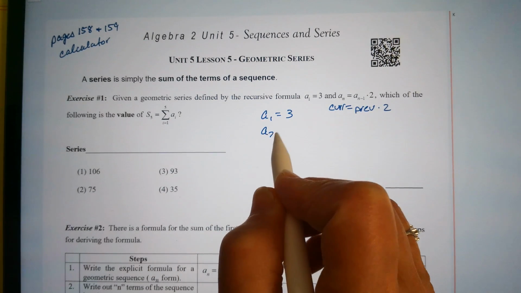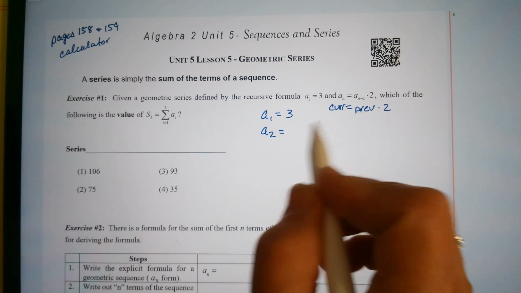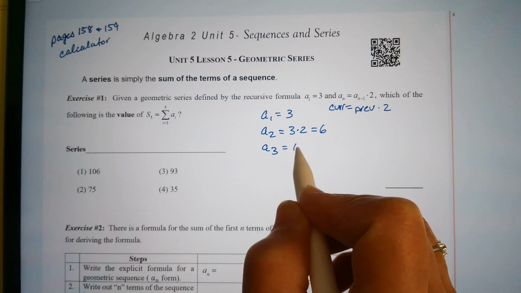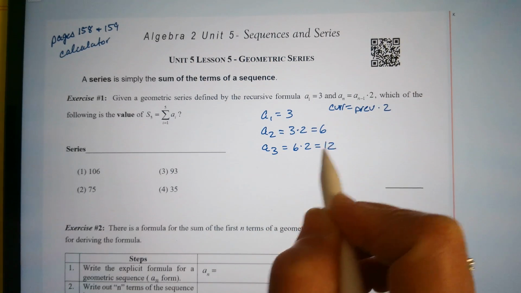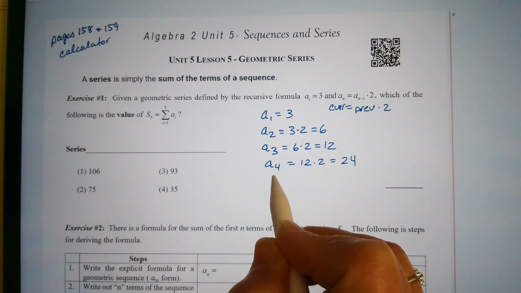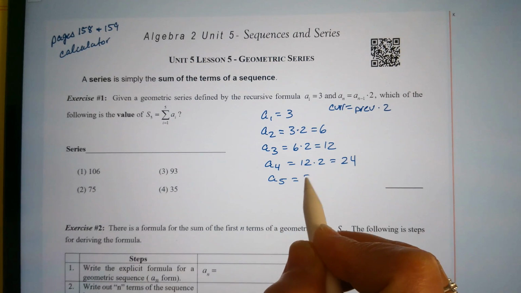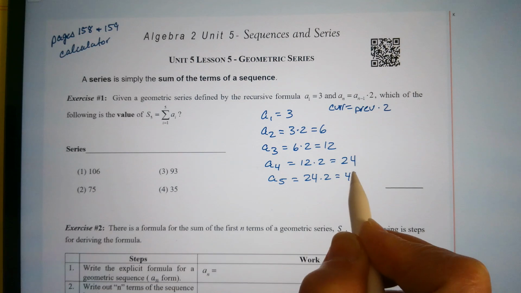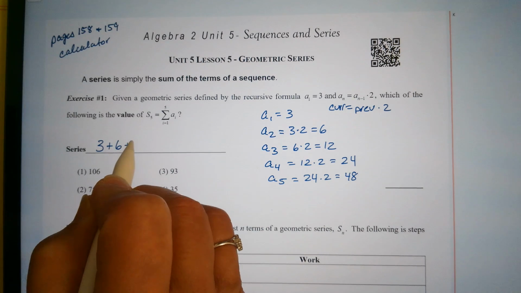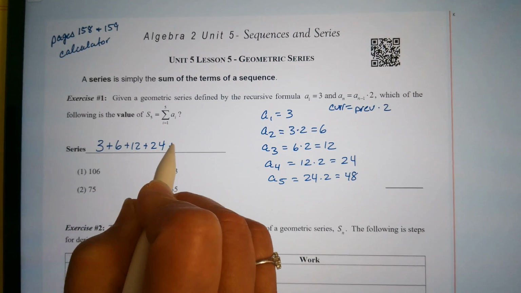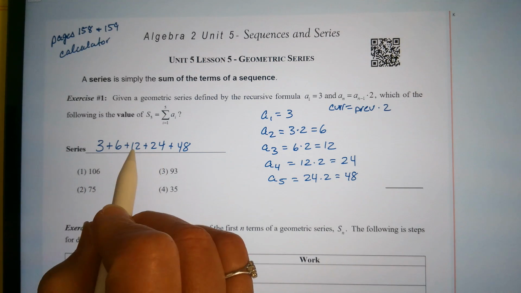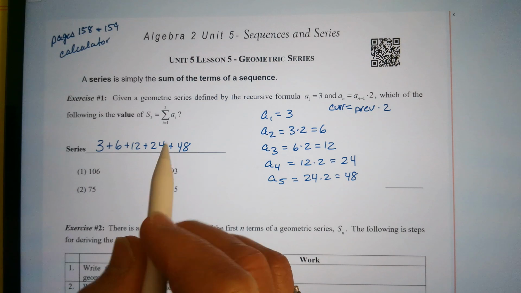First term is 3. The second term is the previous times 2. 3 times 2 is 6. The third term, the previous times 2. 6 times 2 is 12. The fourth term, the previous times 2. And the fifth term. So the series is 3 plus 6 plus 12 plus 24 plus 48. That's 30, and 60 is 90. I'm getting 93.